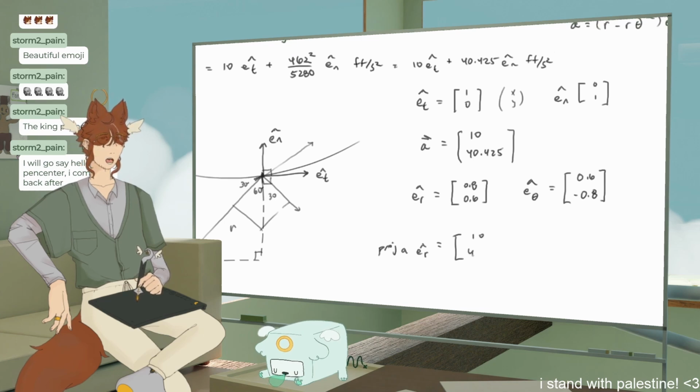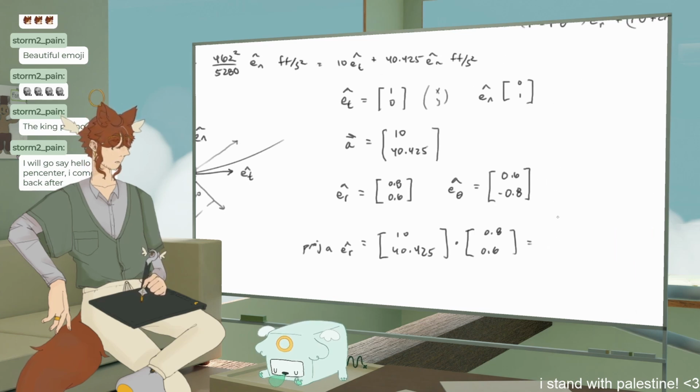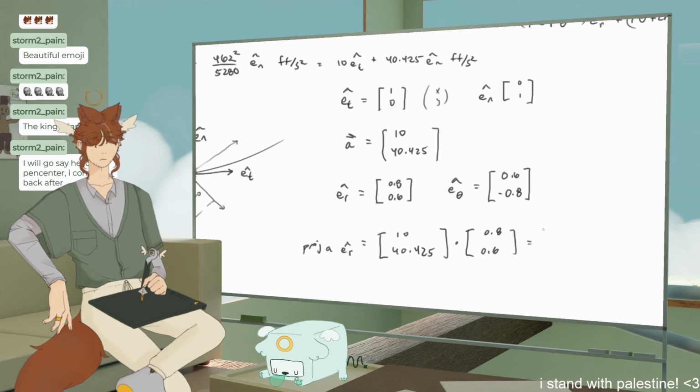Okay, so 10, 40.45 dot 0.8, 0.6 equals 10 times 0.8, so 8, plus 40.425 times 0.6, 32.255, so 32.255, nope, 255. And that's in the ER direction.